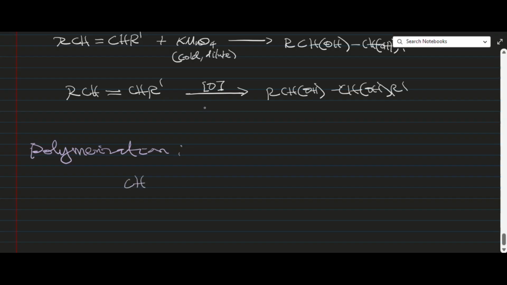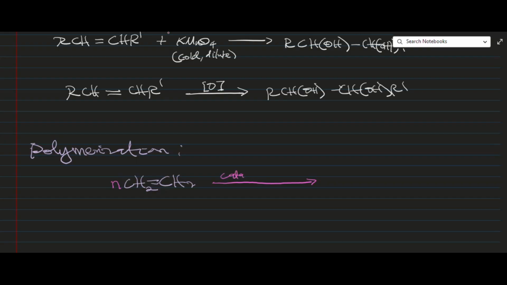I will use ethene as an example in this case. That is what they use majorly. So we have ethene, which is C2H4. You have many of them, so you will see n in front of it like this. n means a number of CH2=CH2, that is a number of C2H4. So they undergo a polymerization reaction in the presence of catalyst, heat, and pressure.